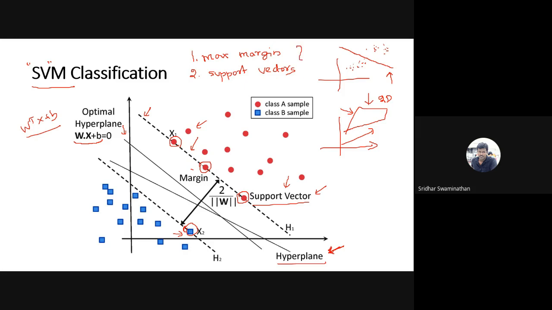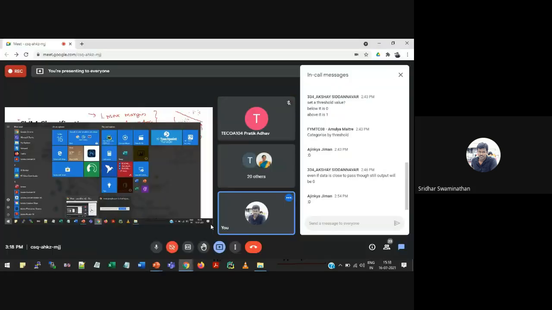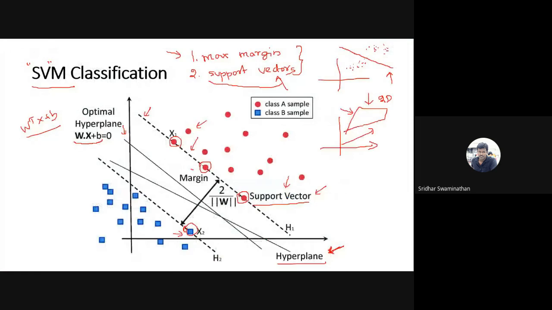So there are two things in the SVM model. One is the maximum margin, the other one is the support vector. We'll come to the support vector part later, but let's see what the maximum margin is. How do we maximize the margin? If you have any doubt in the middle, please let me know.